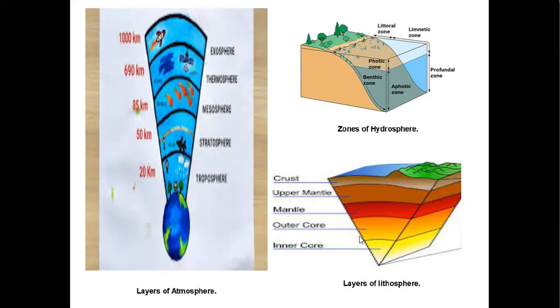Similarly, the lithosphere again has different layers. The innermost layer is the inner core, and just above the inner core, the outer core is there, and just above the outer core, the mantle is there, and just above the mantle, the upper mantle is there, and just above the upper mantle, the crust is there.